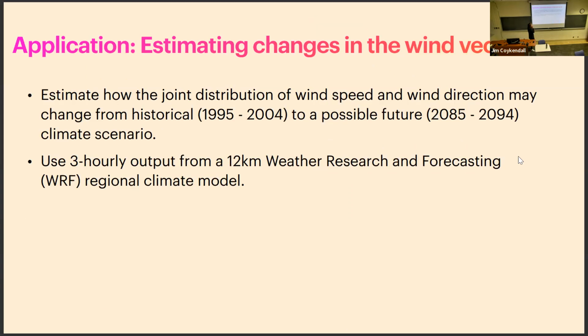So what we are interested in is to estimate how the joint distribution of wind speed and wind direction changes from historical to future climate scenarios. Now, climate scenarios are with respect to carbon dioxide levels. There are different climate scenarios out there. One that we are using is called business as usual. This means that there's nothing done to reduce carbon dioxide. So we continue to do whatever we've been doing. So that's the scenario we are looking at.